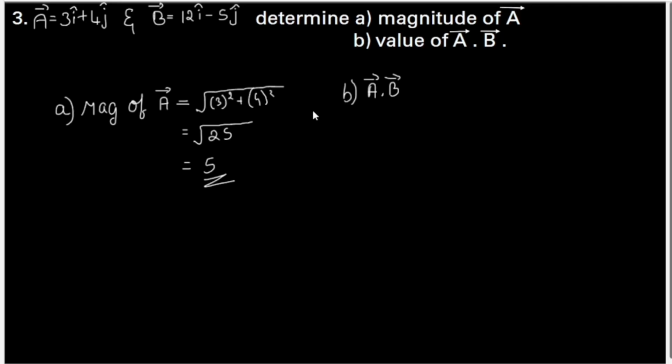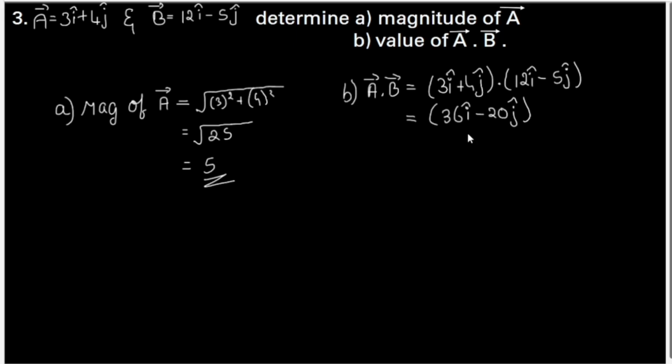Next we have to find the value of A vector dot B vector. We get 3i cap plus 4j cap dot 12i cap minus 5j cap. On multiplying we get 36i cap minus 20j cap. On removing unit orthogonal vectors we get 16. That is the value of A vector dot B vector.